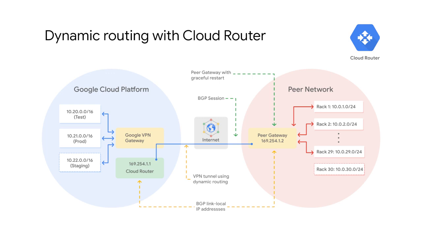For example, this diagram shows two different regional subnets in a VPC network, namely test and prod. The on-premise network has 29 subnets, and the two networks are connected through Cloud VPN tunnels. Now, how would you handle adding new subnets? For example, how would you add a new staging subnet in the GCP network and a new on-premise 10.0.30.0/24 subnet to handle growing traffic in your data center?